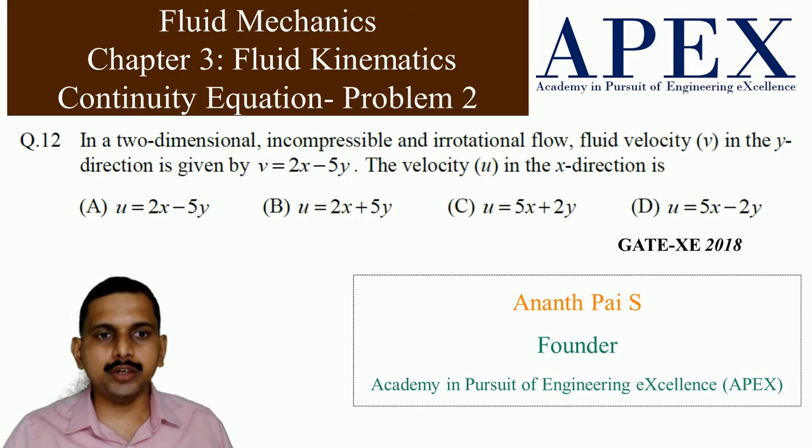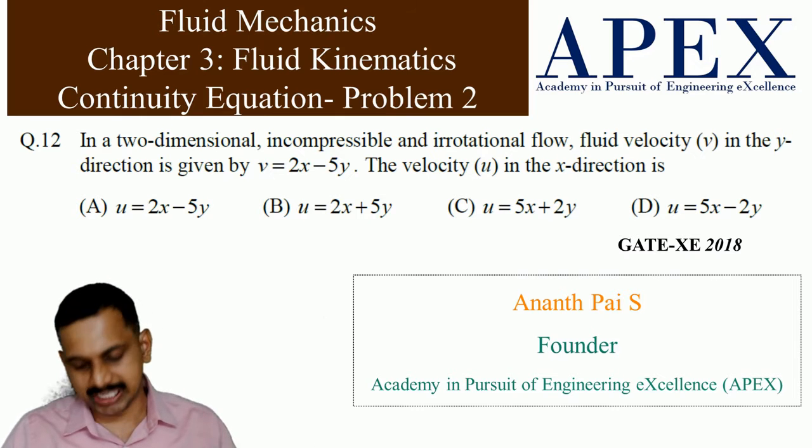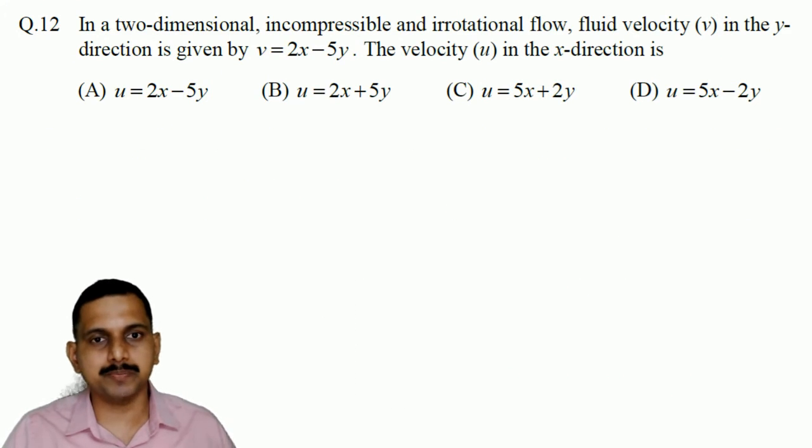Now we will continue with continuity equation problems. In problem 2, we will take a problem from GATE XE 2018. The problem reads as follows. In a two-dimensional incompressible irrotational flow, the velocity v in the y direction is given by v is equal to 2x minus 5y. The velocity u in the x direction is, there are four options which are given. Let us solve this problem.